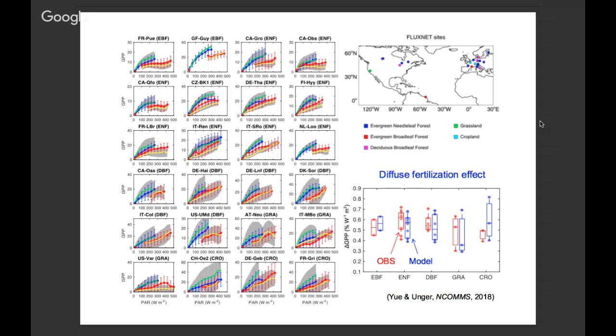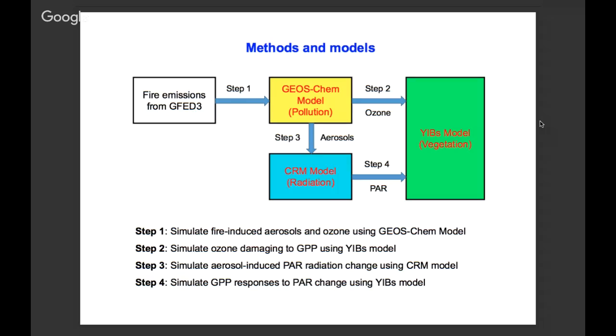So after this evaluation, we come to our method. In this study, we use 3 different models. First, we use the model to simulate fire perturbations in ozone and aerosols. The fire-induced ozone will be used as the input for the vegetation model to simulate GPP change. Then the aerosol from the fire will be used as the input for the radiation model to simulate a change in radiation. This will be used as input for the vegetation model to simulate GPP change.